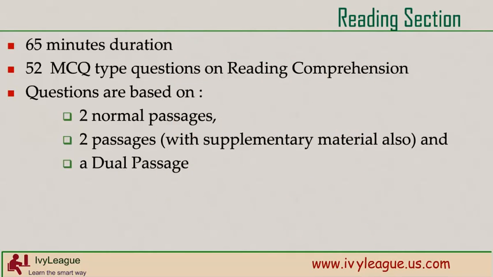The reading section contains questions on reading comprehension for a duration of 65 minutes. It has 52 multiple choice questions with 4 options. These questions are based on 2 normal passages, 2 passages with supplementary material in the form of tables and graphs. These informational graphics portray information related to the content of the passage. You will be asked to interpret this data and combine it with the information presented in the text. And there will be a dual passage, which also contains some questions based on both the passages.